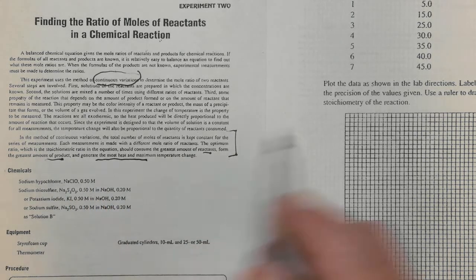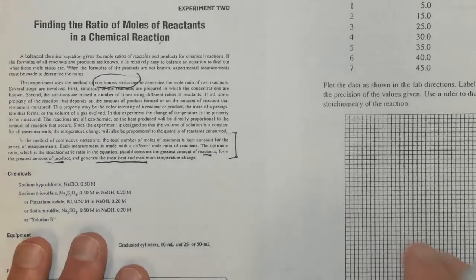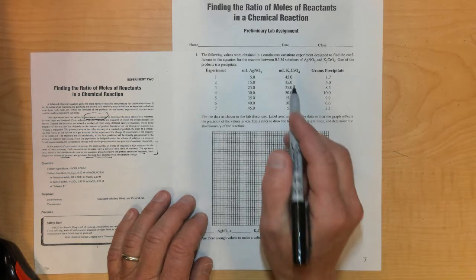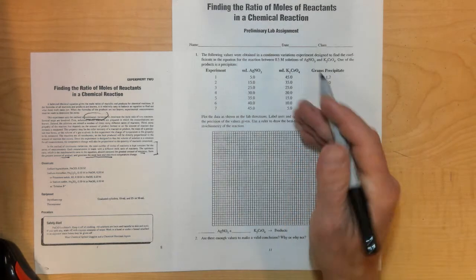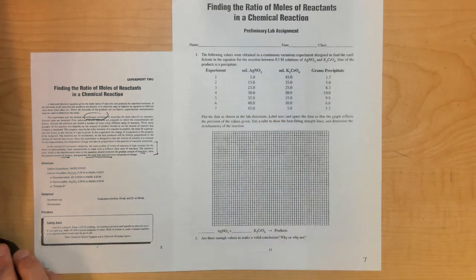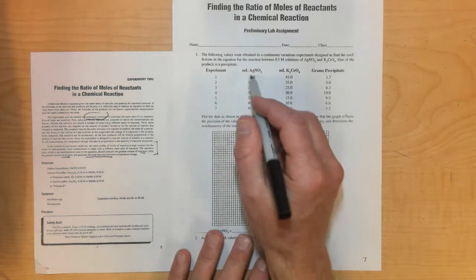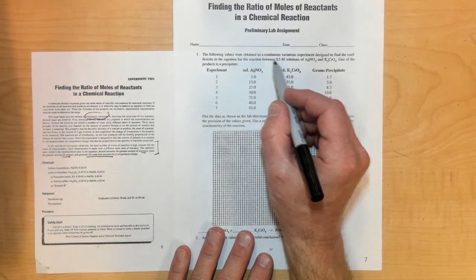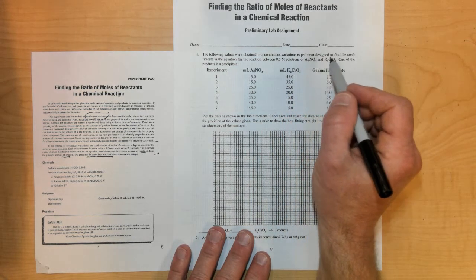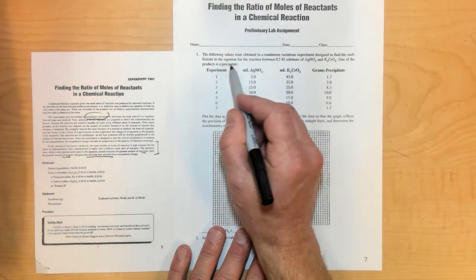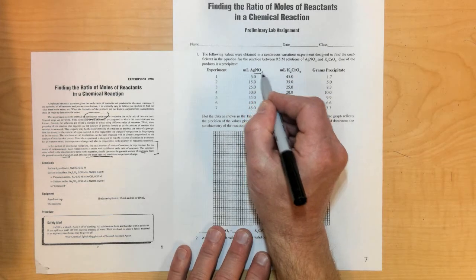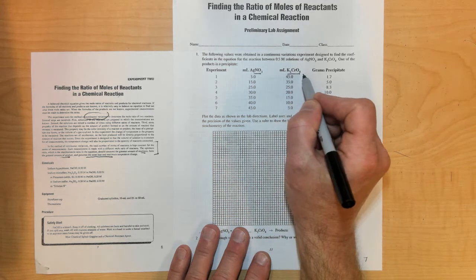and then it generates the most heat. Alright, so to be able to determine this, there's a Prelab exercise over here that uses a different quantity that's measured, but it's going to use the same graphical method that you'll use in the lab. And so it says in this one, the following values were obtained in a continuous variations method experiment, and it was designed to find the coefficients in the equation for the reaction between silver nitrate and potassium chromate.